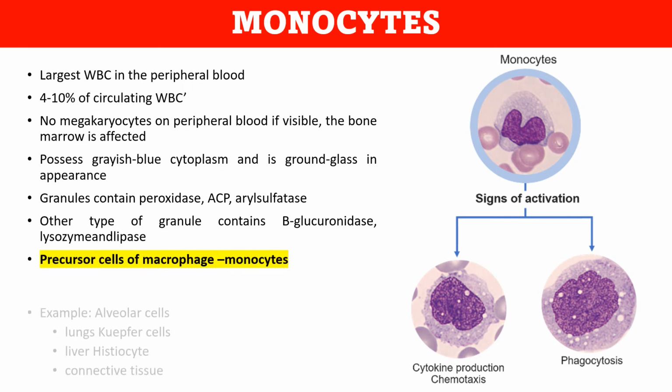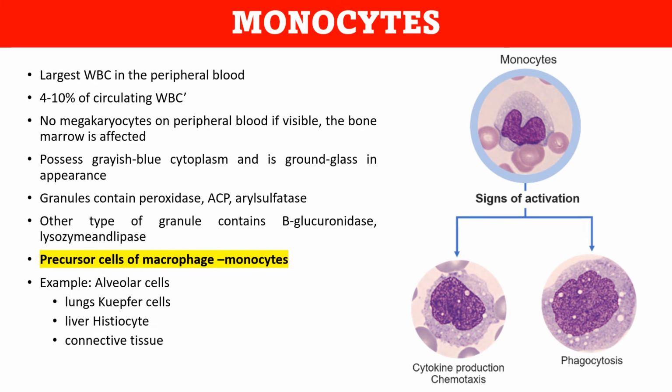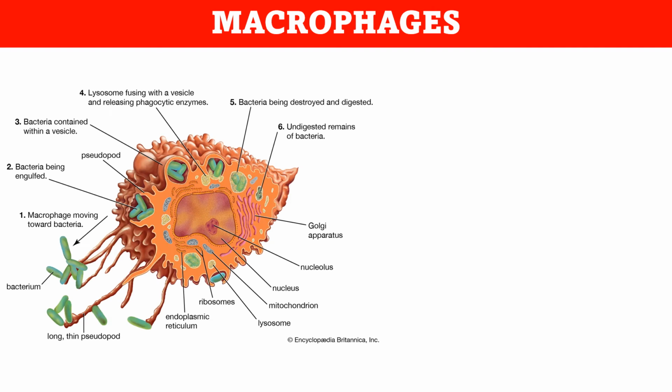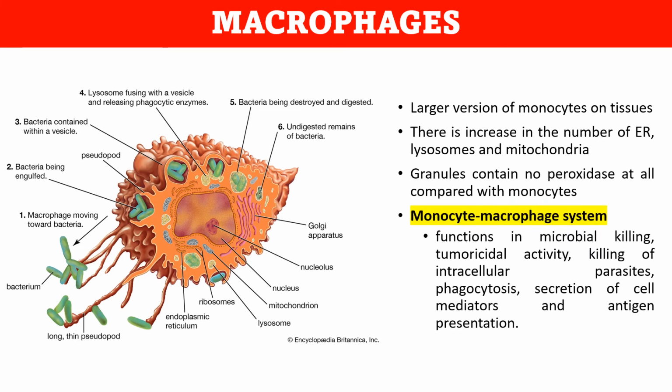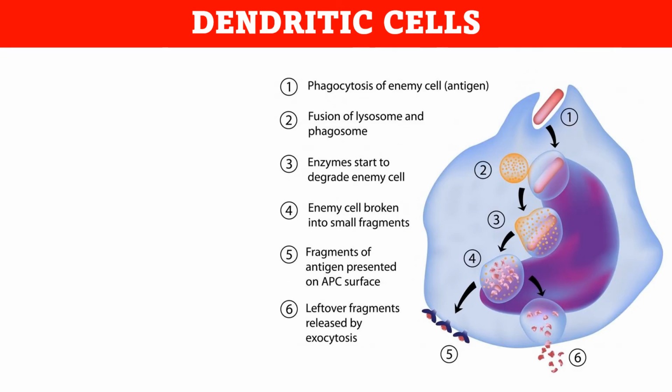The precursors of macrophages are monocytes. Examples are alveolar cells in the lungs, Kupffer cells in the liver, and histiocytes. The large version of monocytes in tissues are macrophages. There is an increase in the number of ER, lysosomes, and mitochondria. Granules contain no peroxidase at all, compared with monocytes. The monocyte-macrophage system functions in microbial killing, tumoricidal activity, killing of intracellular parasites, phagocytosis, secretion of cell mediators, and antigen presentation.